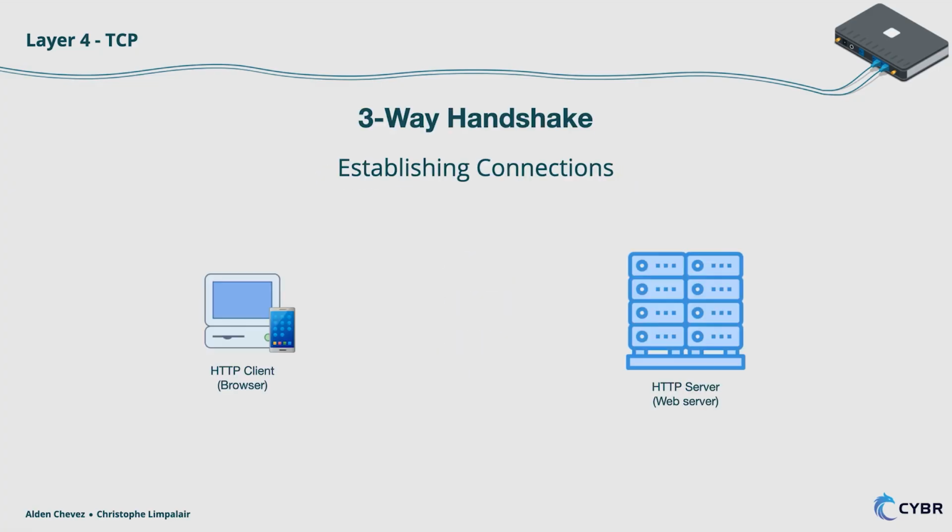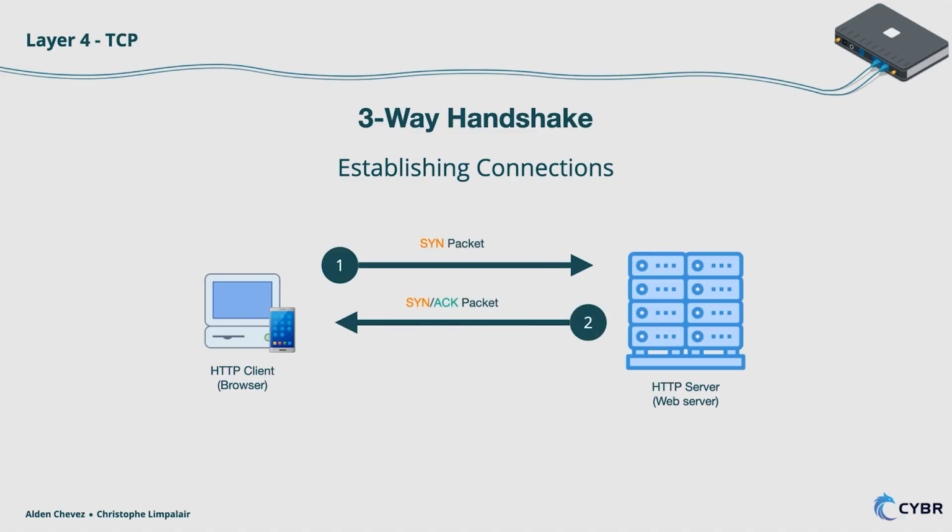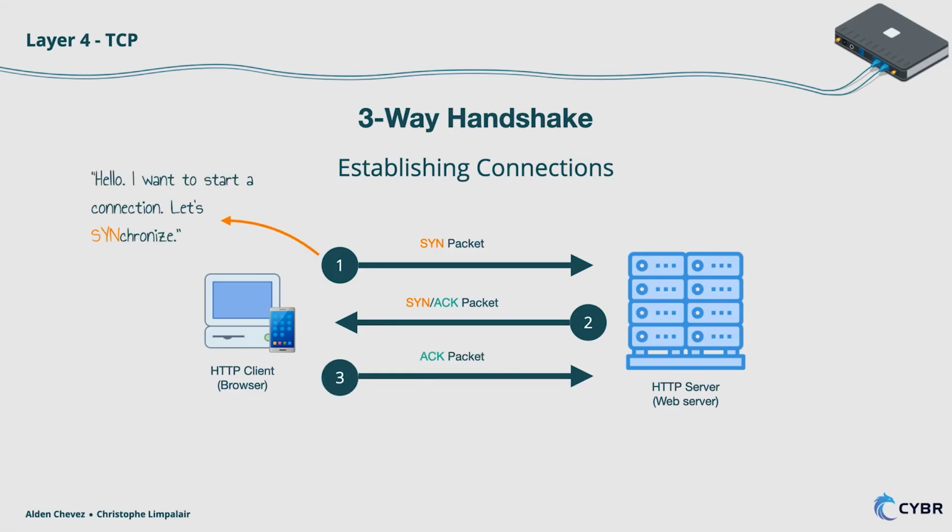So to understand how TCP works, we need to learn about something called the three-way handshake. Before a system can transfer data to another system, TCP needs an established connection, and it does this with a process that's known as the three-way handshake. And it gets the name because of the initial 3 packets that are exchanged between the requester and the receiver. The first packet is called a SYN packet, and this is the client telling the server, "Hello, I want to start a connection. Let's synchronize."